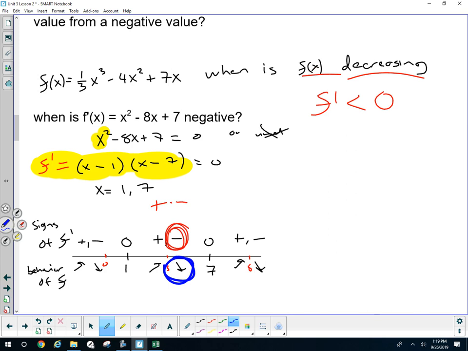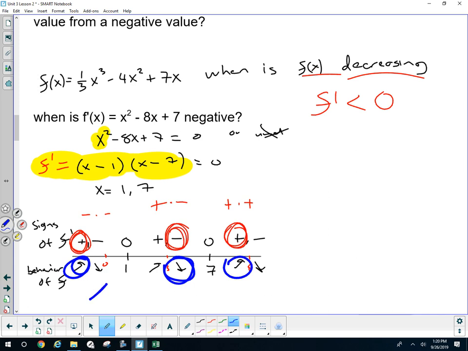I've just answered my question, but maybe there's more locations where I'm going down. Let's see. I plug in 8. You can do it. 8 minus 1, positive. 8 minus 7, positive. Positive, which means I know my function f must be going up. 0. 0 minus 1, negative. 0 minus 7, negative. Well, that's a positive, a negative times a negative. It means I know my function is going up.